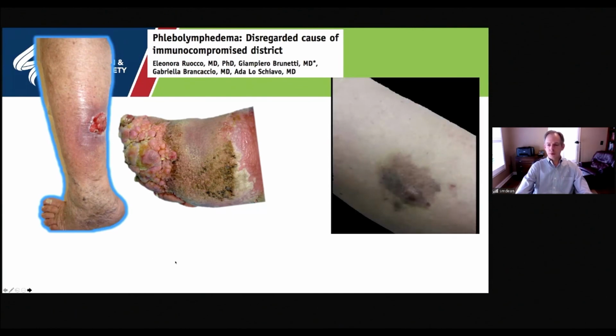And then finally, don't ever forget this entity. If you ever see purplish plaques and nodules that fail to resolve in the setting of a lymphedematous limb, this is deadly lymphangiosarcoma with a mean survival of about 20 months. But all of these malignancies are occurring in the setting of an immunocompromised district.